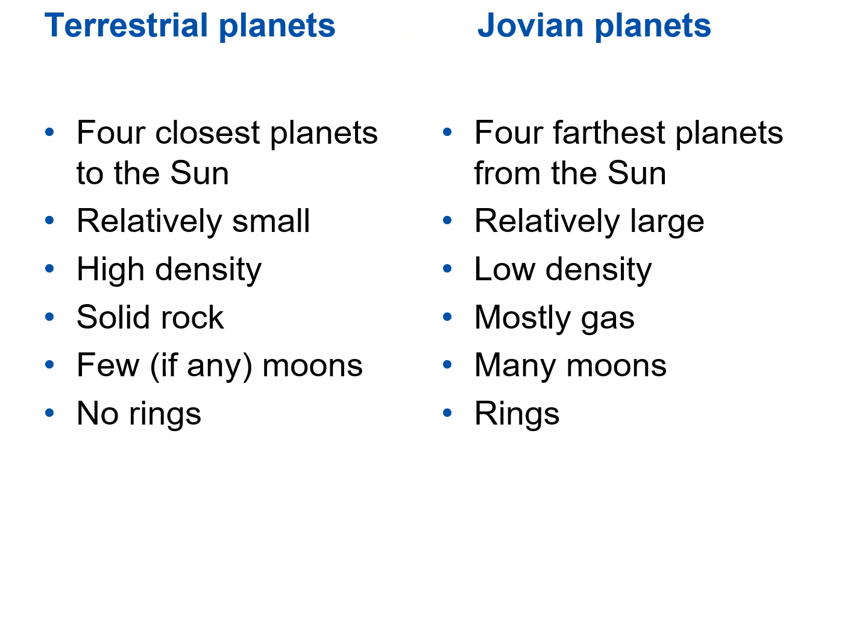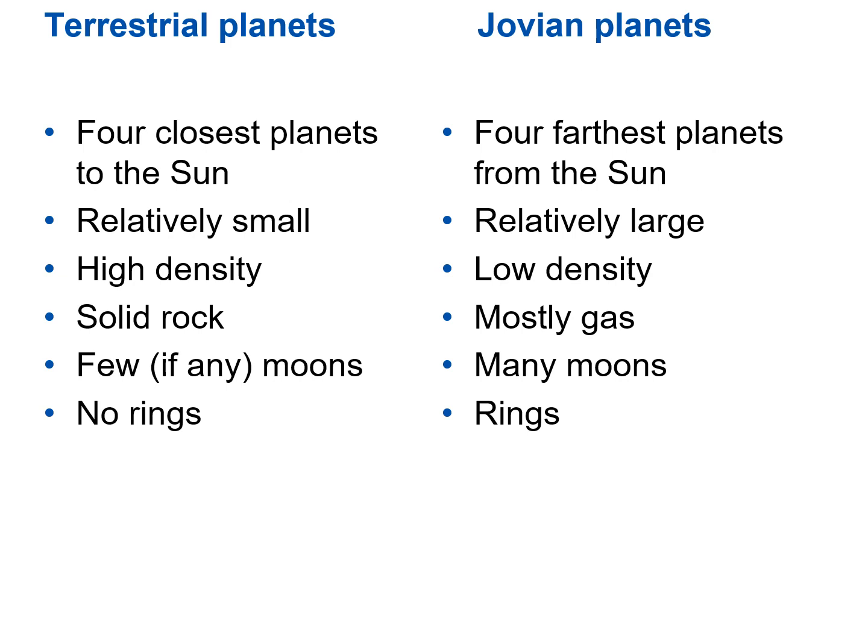A review from the previous 2 videos. We looked first at the terrestrial planets, which are the 4 closest planets to the sun: Mercury, Venus, Earth, and Mars. And then we looked at the Jovian planets in the last video: Jupiter, Saturn, Uranus, and Neptune. And I want you to remember the main characteristics of those 2 groups of planets. So the terrestrial planets are the closest to the sun, the Jovians are the farthest.